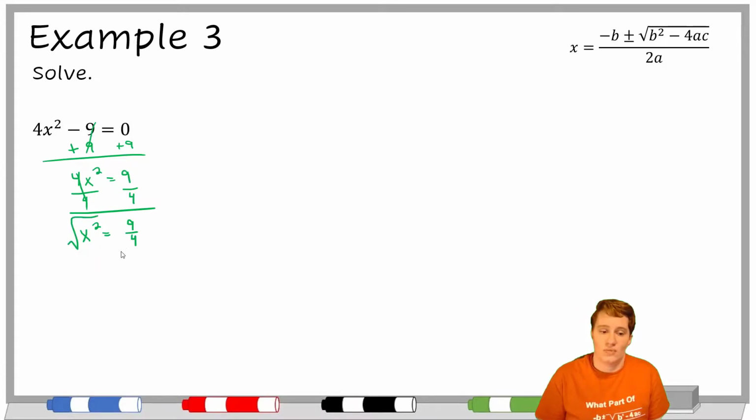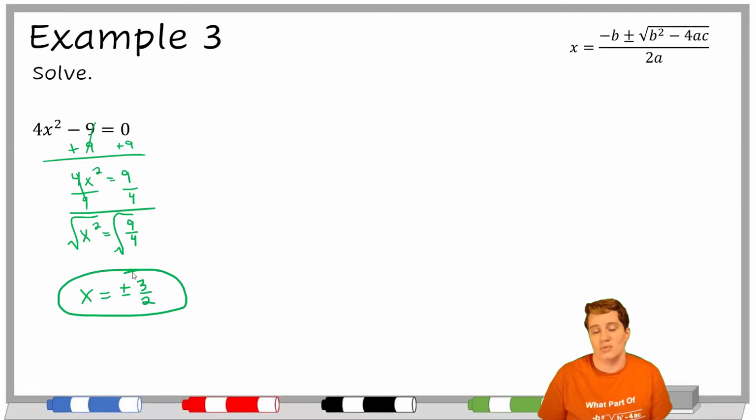Then we square root once x squared is by itself. And so that gives us a plus or minus because we've square rooted in an equation. We have to think there's actually two things that when we square it gives us a positive 9/4, a positive and a negative. And then the square root of 9/4, you square root the top and bottom separately and get 3/2. So x equals plus and minus 3/2.